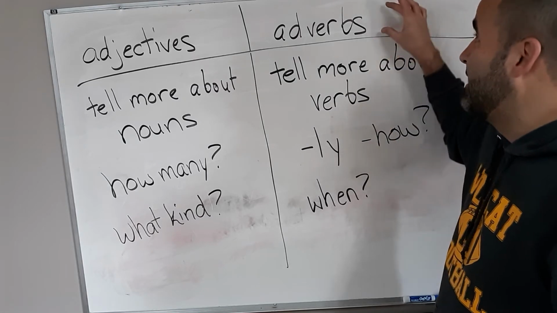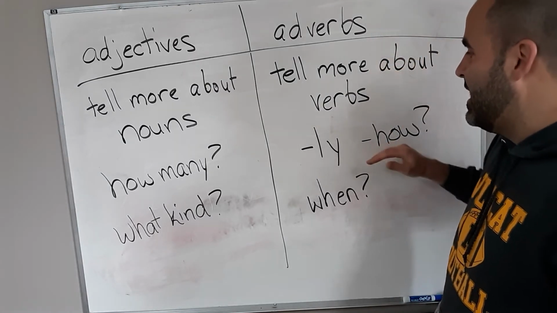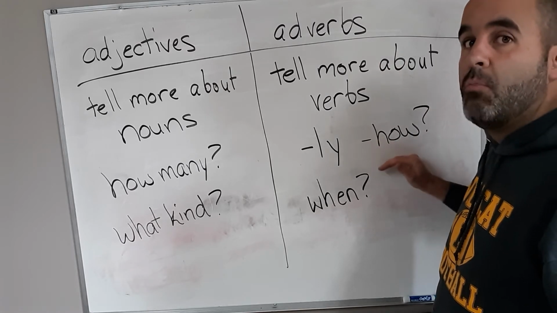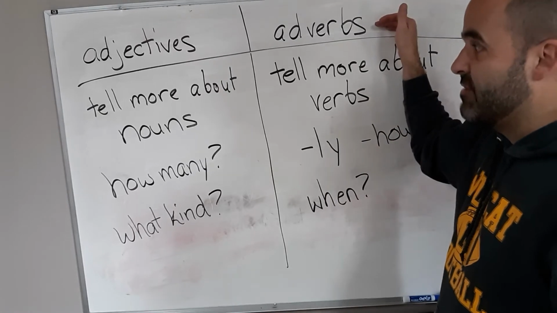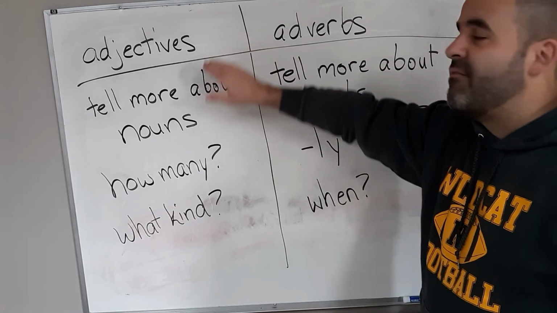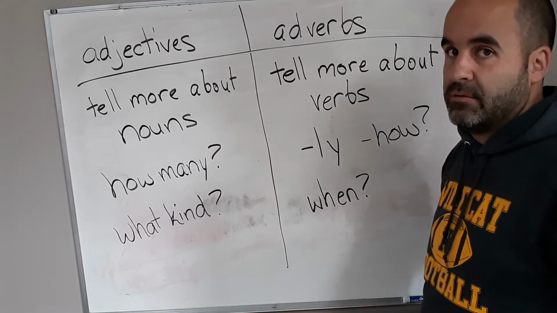So when a sentence says, show me the adverb, find the verb in the sentence, and then find the word that tells you more about the verb, and that will be your adverb. Adjectives, find the noun, and then figure out which word tells you more about nouns, okay?